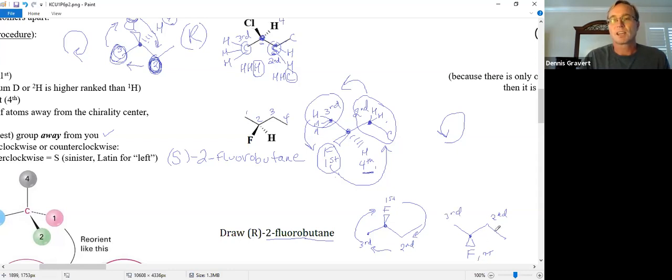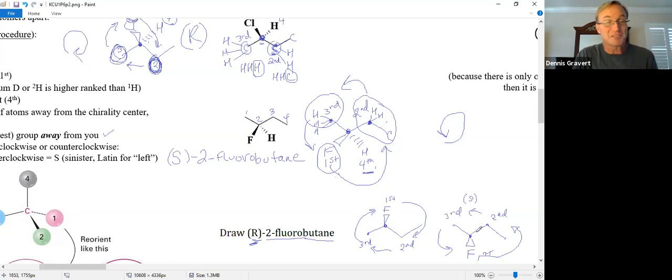Fluorine is first. Yep, beats out the carbon. The ethyl broke the tie over the methyl. So 1, then 2, then 3. Wait, this is a left-handed turn of my steering wheel. This is S. Oops. I wanted R.